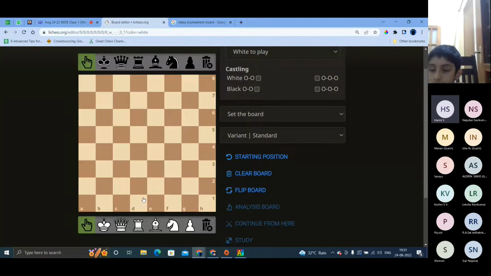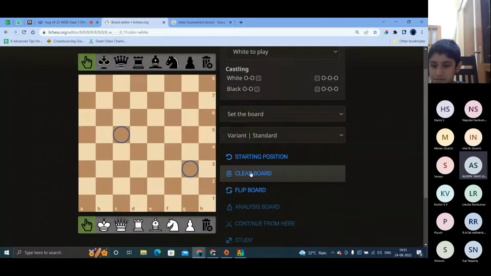So we'll start from Aldrin. Aldrin, you tell for this. C5 dark square. Okay, this. G3 dark square. Very good.